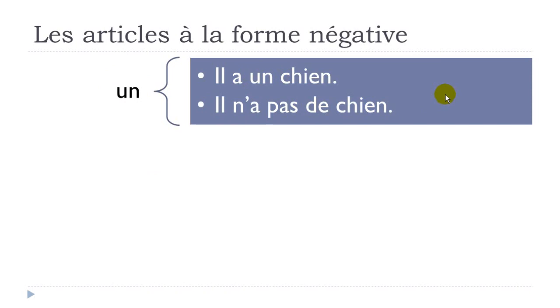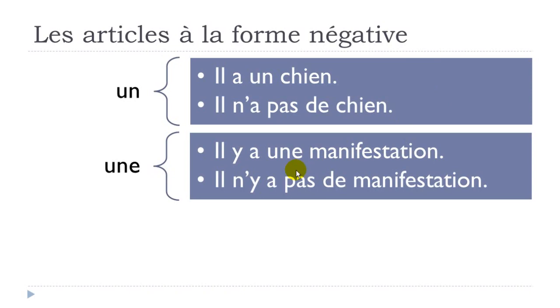Une. Il y a, there is, remember, une manifestation, demonstration. Il y a une manifestation. So if we want to put this sentence at the negative form, il n'y a pas de manifestation. So you can see that this article, une, becomes de at the negative form.